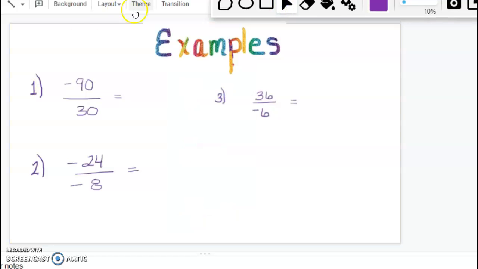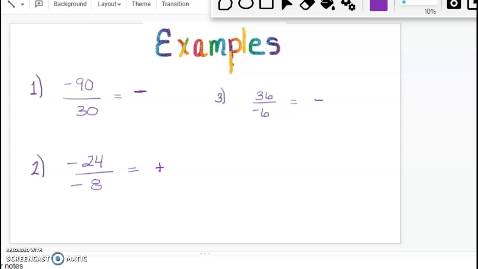Okay, so here are some examples. Let's look at our first problem. We have negative 90 divided by 30. So first, let's deal with the signs. The signs are different, so we're going to have a negative answer. Let's go through all of these. In number 2, the signs are the same, so we're going to have a positive answer. I'm just going to put that there as a symbol for positive. And the signs are different, so it's going to be a negative answer.